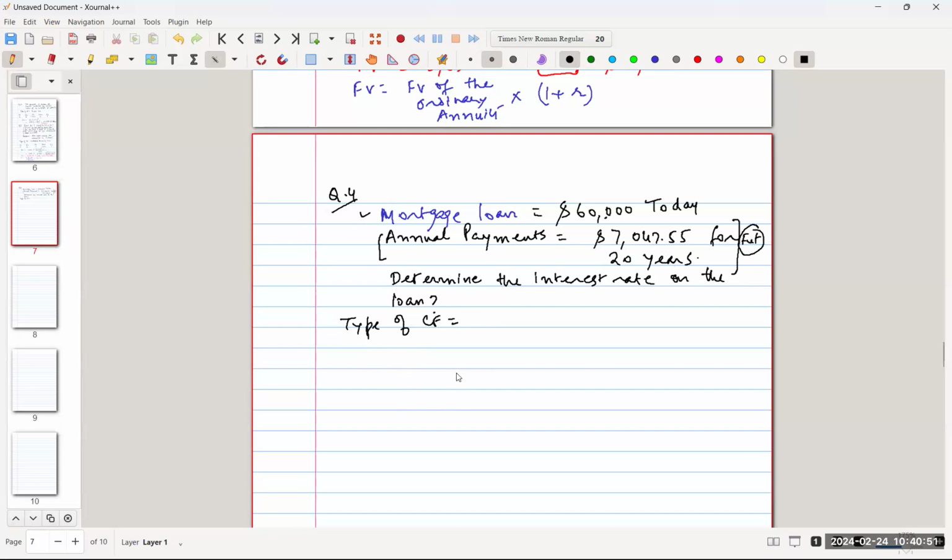While we're at this, let me also tell you that unless otherwise specified, if the question is silent about it, you must assume that it's an ordinary annuity where the payments are happening at the end of the time period. For something to be an annuity due, where the payments are happening at the beginning of the period, the question needs to state that specifically. If it doesn't state anything, you just assume it's an ordinary annuity. So for most of this question, we are dealing with an ordinary annuity.